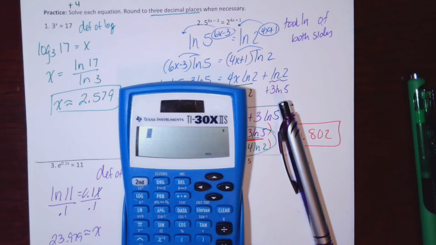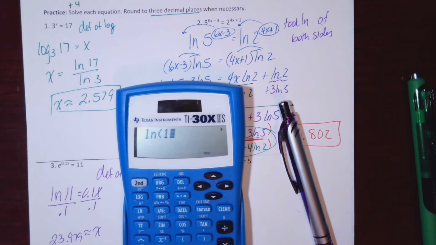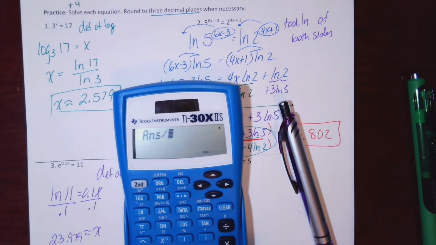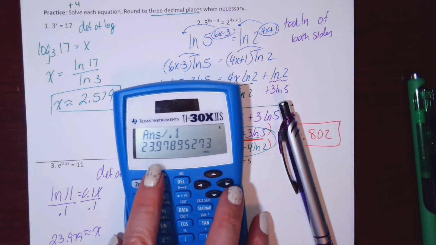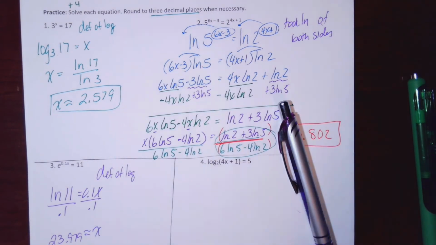So to see that in your calculator, natural log of 11 divided by 0.1, 23.979 is going to be what that would round to.